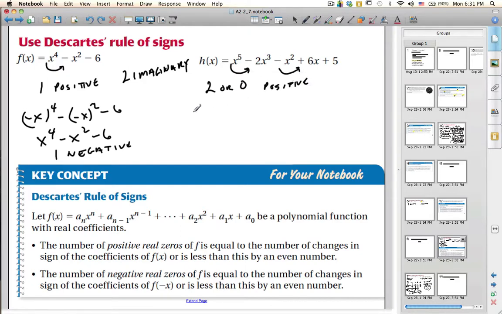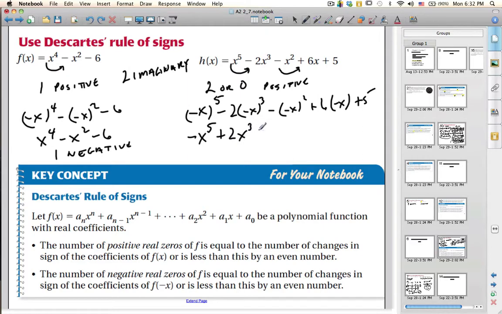And if I go ahead and do f of negative x, you see now this time my signs will change a lot. So this will become negative x to the 5th. And this is going to be negative x cubed, but it's minus 2, so minus negative 2 becomes plus 2x cubed. This is going to be squared and become positive, so it's going to be minus x squared. This is going to be minus 6x plus 5.